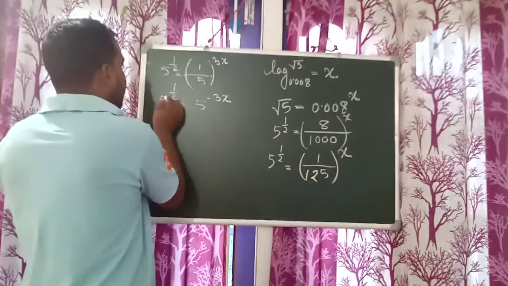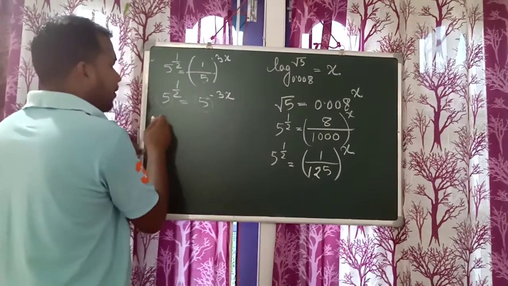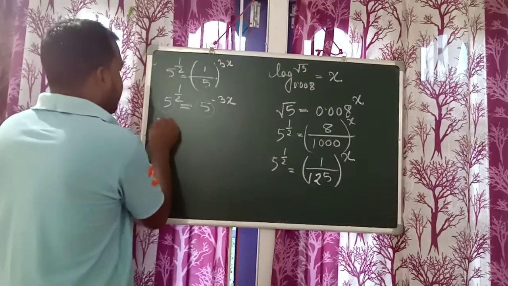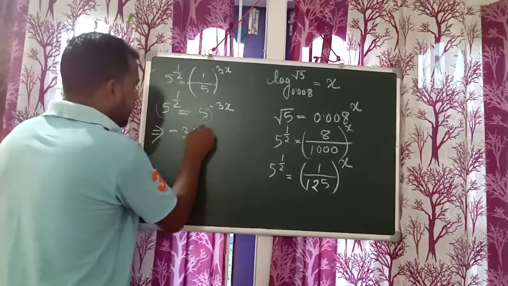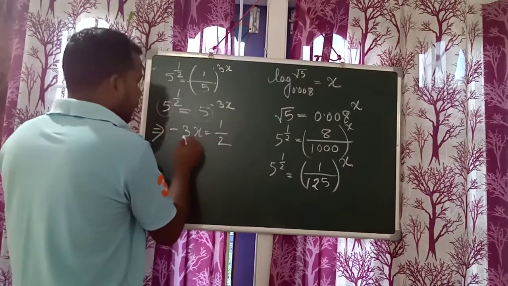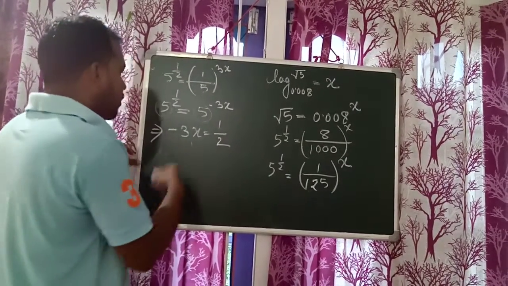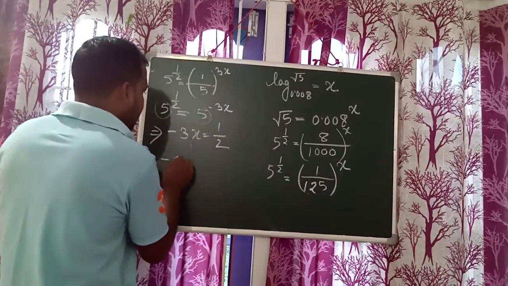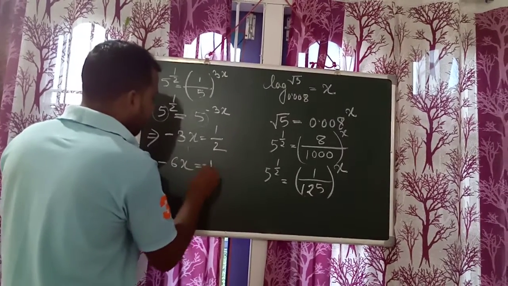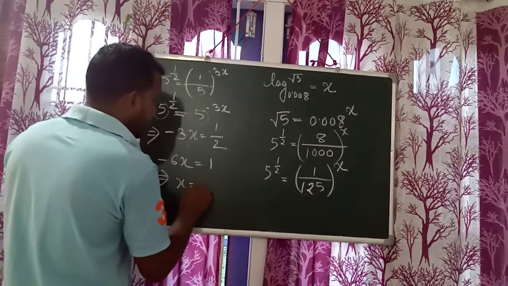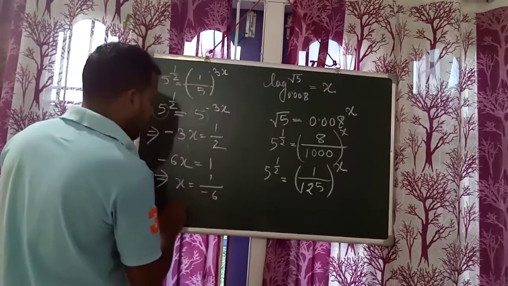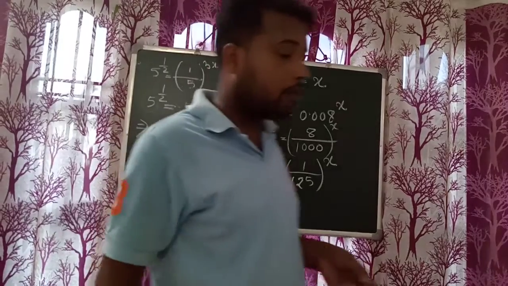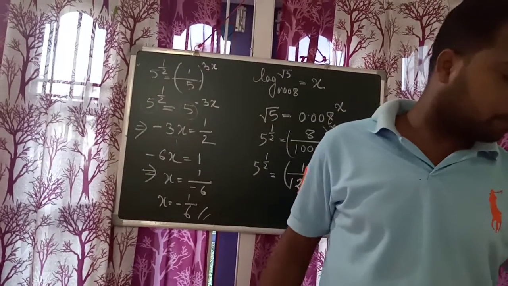Remember this thing. Now here this one is also 5, this one is also 5. In the middle there is an equal sign. That means this one must be equal to this one. It implies minus 3x is equal to half. You can do cross multiplication. If you do cross multiplication, then you get minus 6x is equal to 1. It implies x is equal to 1 by minus 6. That means x is equal to minus 1 by 6. Like this way, you have to do this portion.